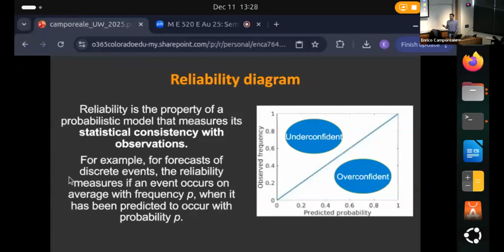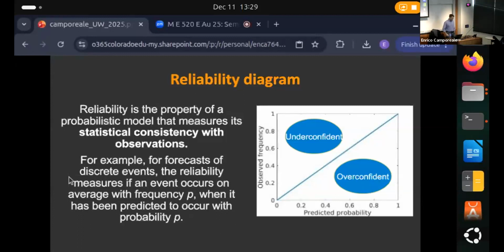Reliability is a different beast. You can only define reliability not for a single observation. It's more of a statistical property of a model. And it's the property of a probabilistic model that measures the statistical consistency with observation. So again, a good way of understanding this is visually with what is called the reliability diagram. So say that every time your model predicts 40% chance of something, like 40% chance of rain, if you take all the times that you predict 40% and it actually rains 60% of the time, it means that you're underconfident, right? The other way around, if you predict 40%, it only rains 20% of the time, you're overconfident. So for the reliability diagram, the optimal reliability is when you sit on the diagonal line.